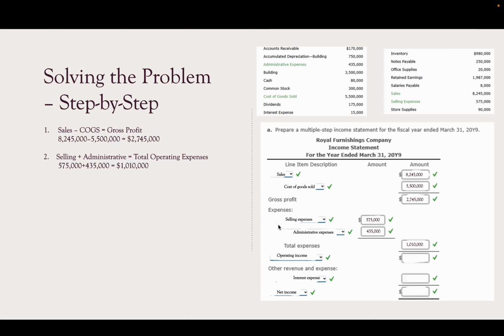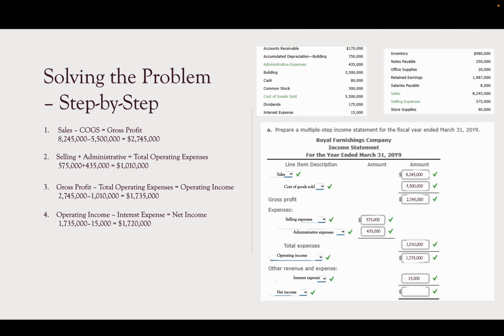Next, our operating income. Operating income is gross profit minus total operating expenses. Go ahead and calculate that. Plug it in. Then our other revenue and expense, interest, is the only thing. Plug that in to get our net income. We minus our operating expense and our interest. Here it is. Plug that in. We are finished with A.